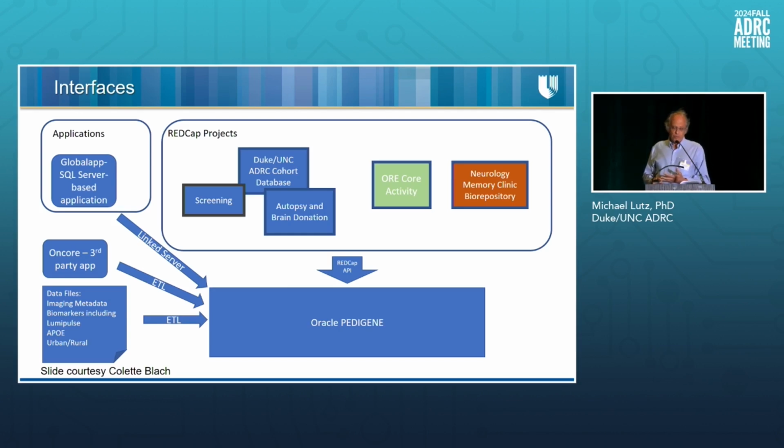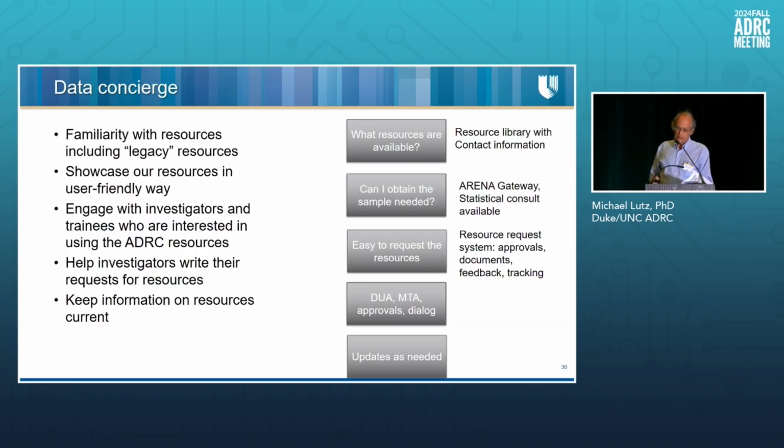Here is maybe a 4,000-foot view of the data systems to give you an idea of the various data interface mechanisms, including the REDCap API, linked servers, and extract, transform, and load from files. We do make extensive use of REDCap projects beyond the standard UDS forms, including our forms for the autopsy and brain donation program. Global App is an in-house developed system for participant tracking and scheduling that is used by our clinical and outreach corps. And there's a linked server interface so that demographic and participant information can be entered in one place and transmitted to other applications.